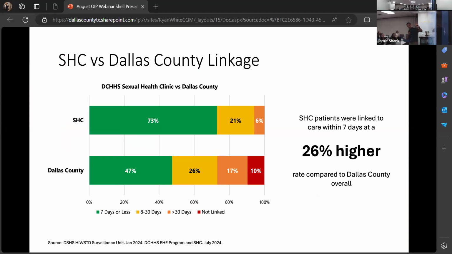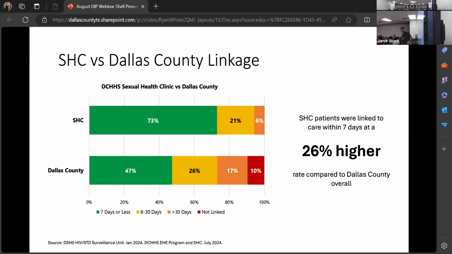So now this is just quickly looking at our results with the sexual health clinic compared to Dallas County overall. In green is showing the percentage of patients who are linked to care within 7 days. Sexual health clinic, as I just showed, we had 73% of our patients linked to care within 7 days compared to 47% county overall. And that's a 26% higher rate compared to the overall county.